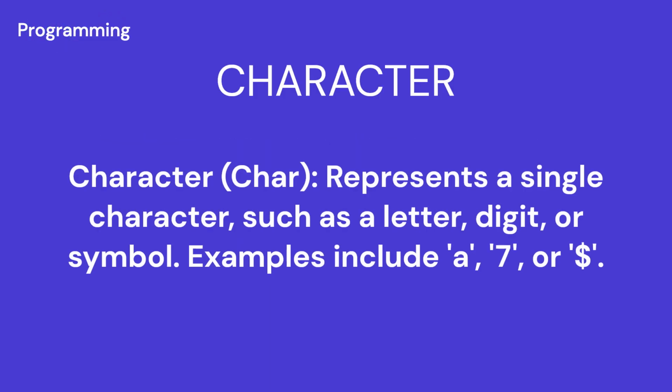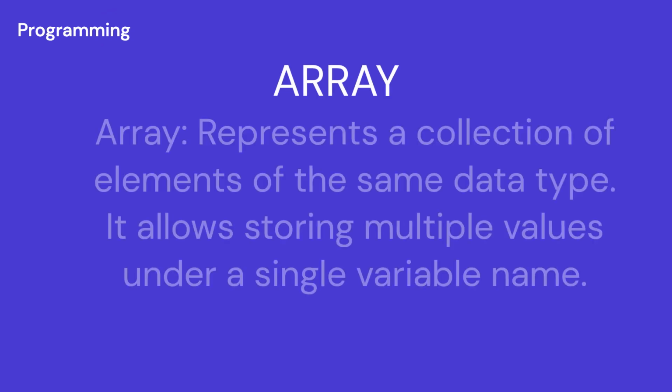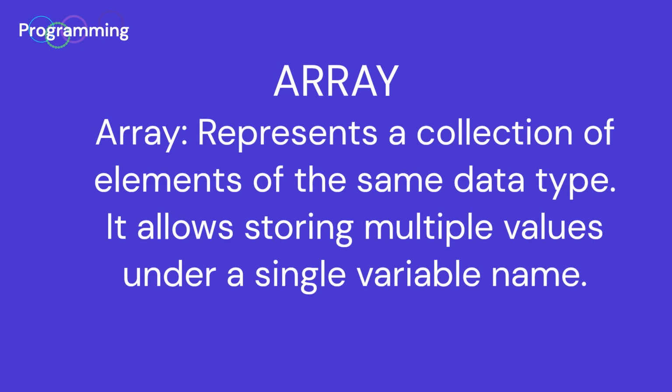Character or char, as we call it, represents a single character, such as a letter, digit, or symbol. Examples include A, 7, or $. Array. As we have seen in our previous lesson, array represents a collection of elements of the same data type. It allows storing multiple values under a single variable name.